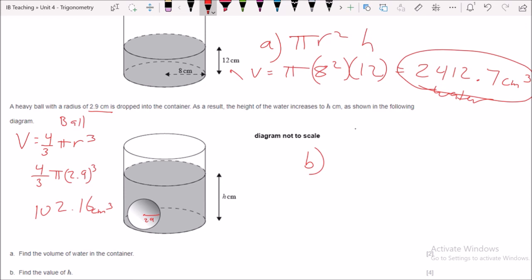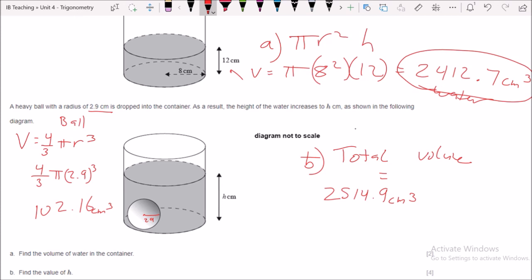Okay, and so what is the total volume? The total volume is those two numbers added together. So let me add 2412.7 to that. And I get 2,514.9. We're going to round that, 2,514.9 cubic centimeters. Now that doesn't answer the question yet, because they didn't ask for the total volume, they asked for the height.